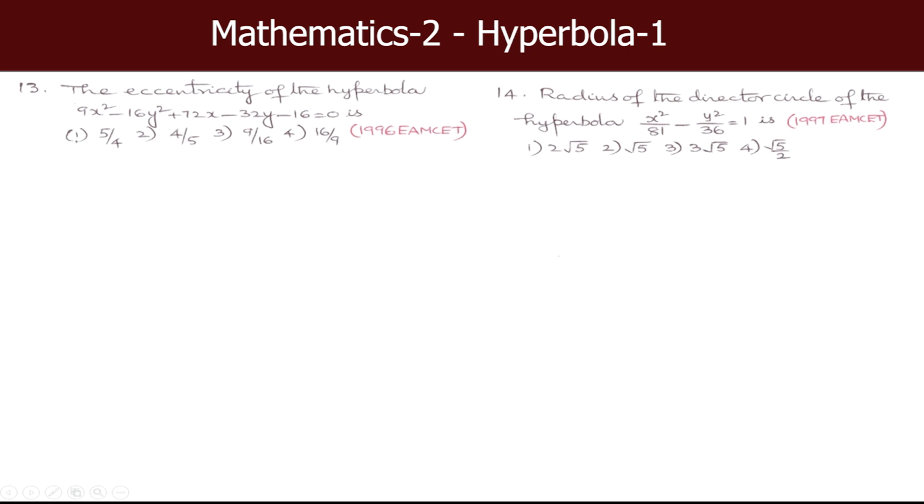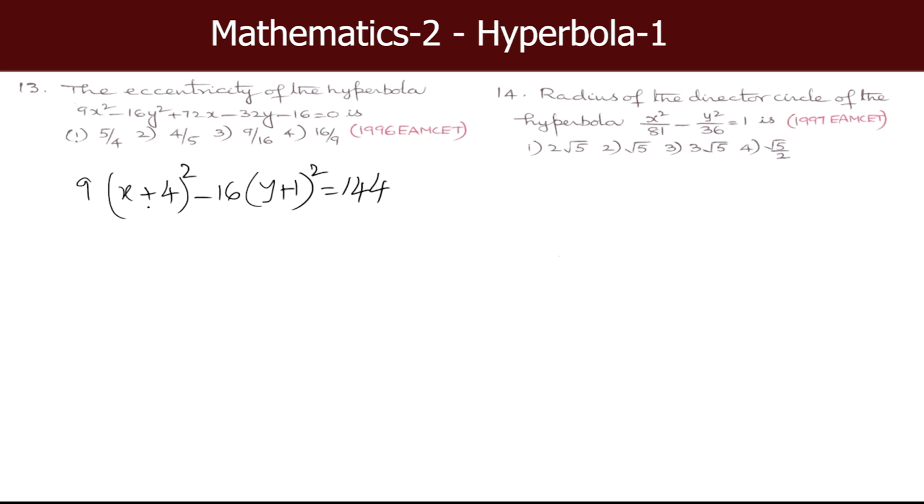Once you shift the axes to the center of the hyperbola without changing their directions, then in the standard form x²/a² − y²/b² = 1 the center is (0, 0). So, let us see what the center is. 9 times (x² + 8x, that is (x + 4)²), minus 16 times (y² + 2y, that is (y + 1)²) is equal to 144. Minus 16 is there, 144 here, so you have to add 144 on both sides.